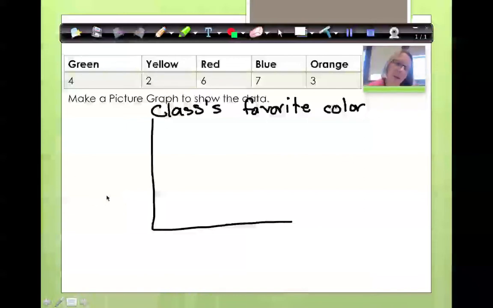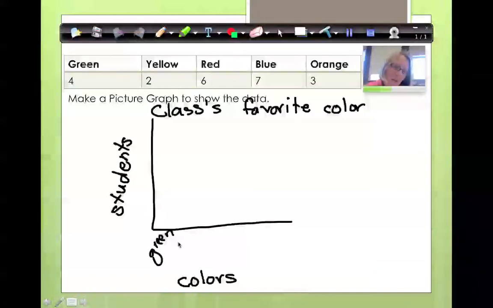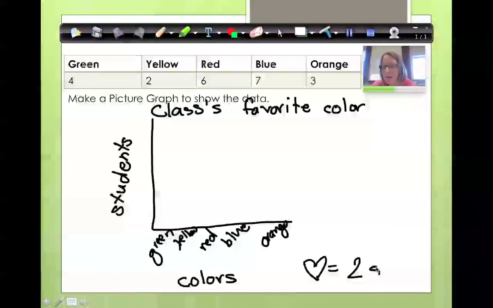And these were students. Kind of hard to write sideways. Students, and these were our colors. And then we had green right here. We had yellow here. We had red here. Blue here. And orange here. Okay, now, last time I said that 1 heart was 1 student. Now, what do we do if 1 heart is 2 students? This is the one thing we're going to change.